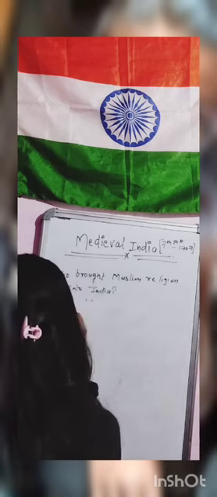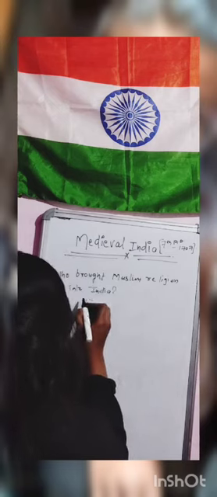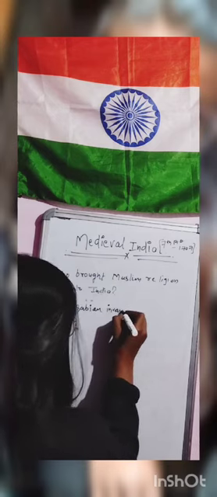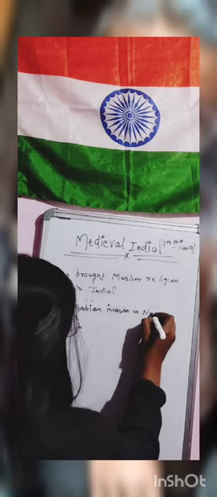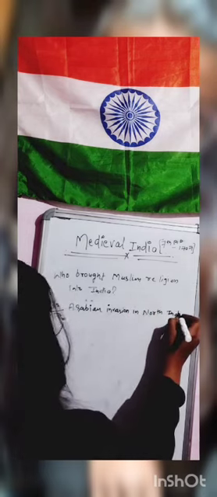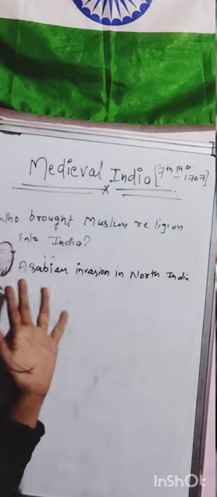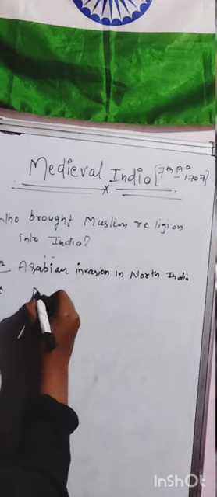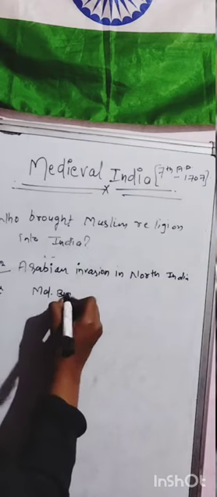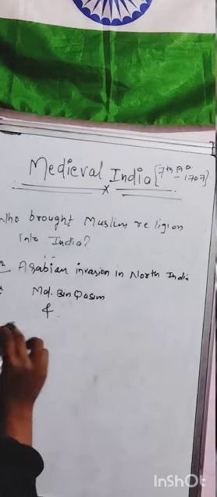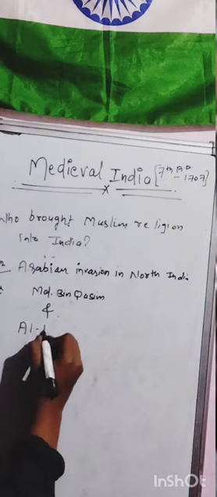My second question is the Arabian invasion in North India. So what happened? Let me first tell you what happened when the Arabians invaded North India. Let me tell you the story of Muhammad bin Qasim and Al-Hajjaj.